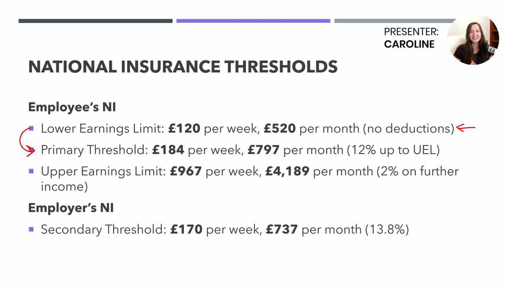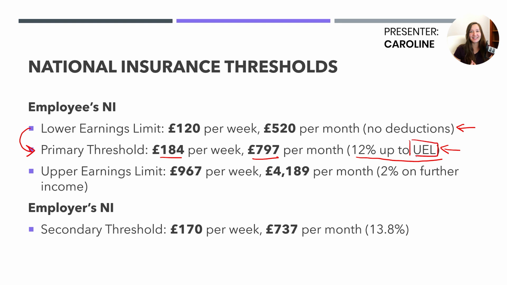So over this £120 per week or £520 per month, you start receiving a qualifying year for state pension and benefits. However, no national insurance deductions are made from you. Then we've got the primary threshold, which is £184 per week or £797 per month. Once you start earning over these two amounts, there would be 12% national insurance deductions up to the upper earnings limit.